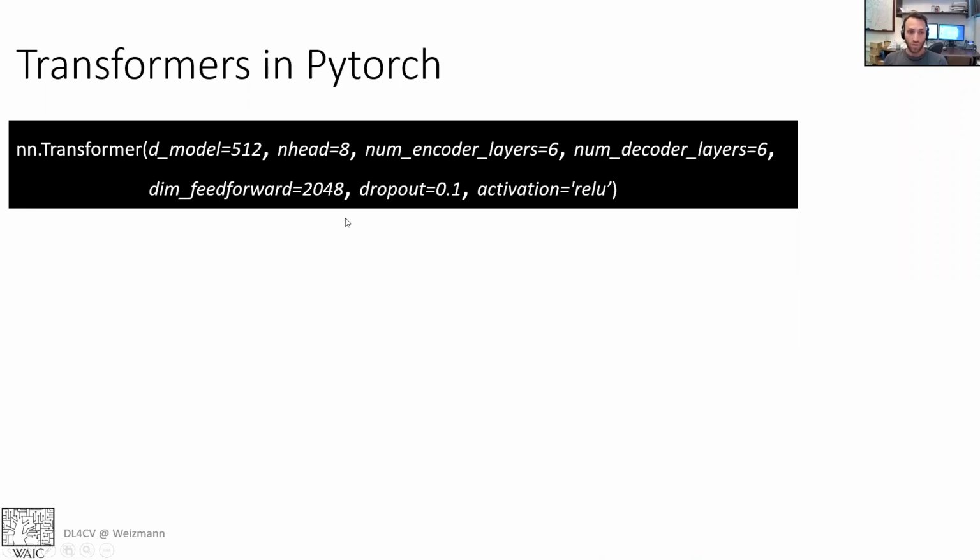Transformers in PyTorch are also fairly easy to implement. What we see here is the dimensionality of the model, or the embedding. We can specify the number of heads for the transformer, the number of encoder and decoder layers, the dimensionality of the feed-forward network that is used to calculate the output, and the activation. And as you can see, in PyTorch, everything is easy.